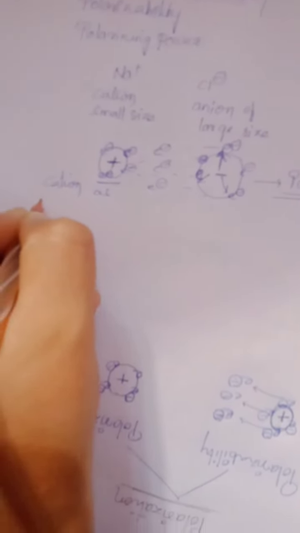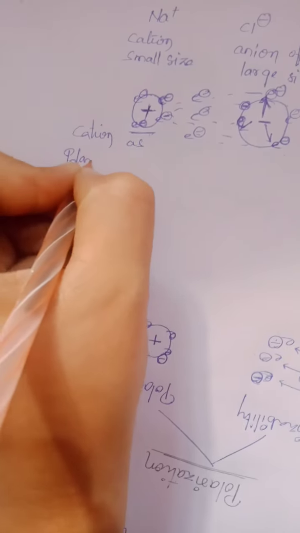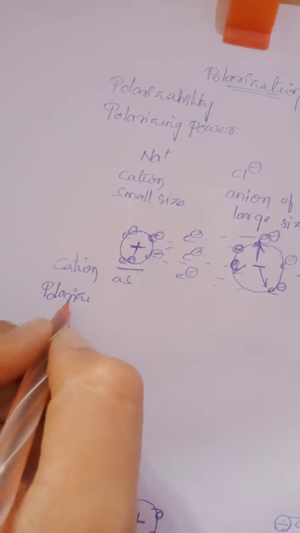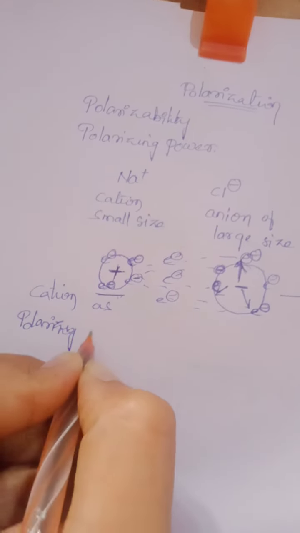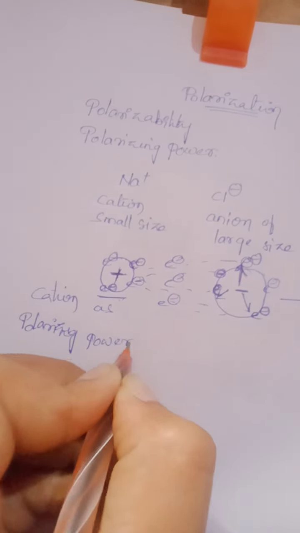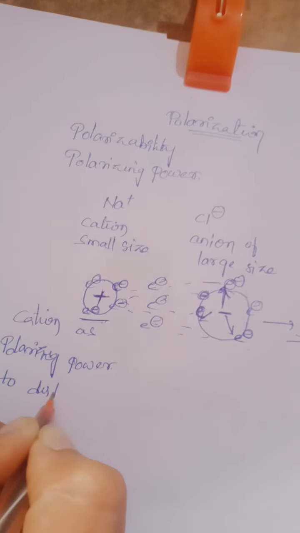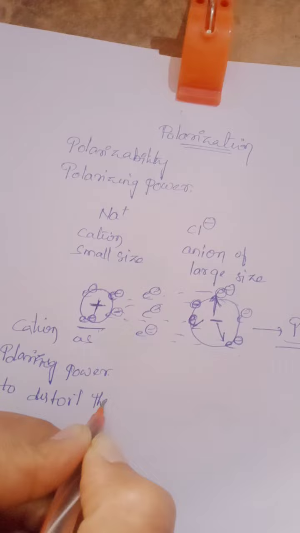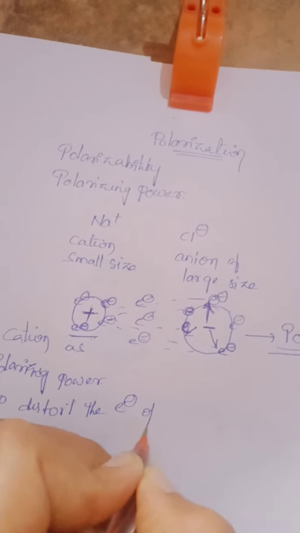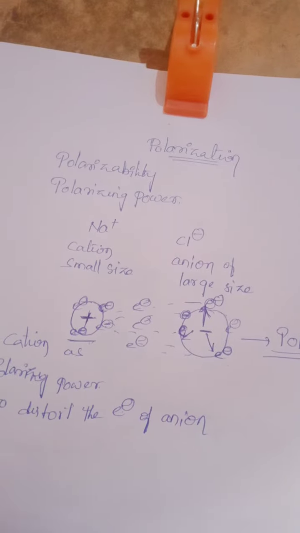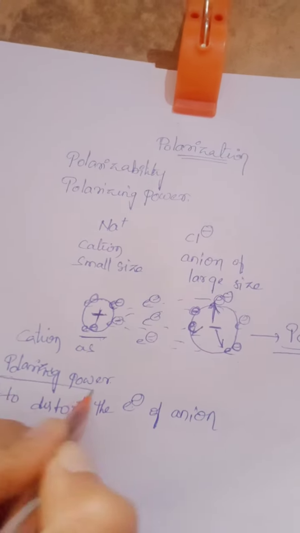This cation has polarizing power to distort the electrons of the anion, which is known as polarizing power.